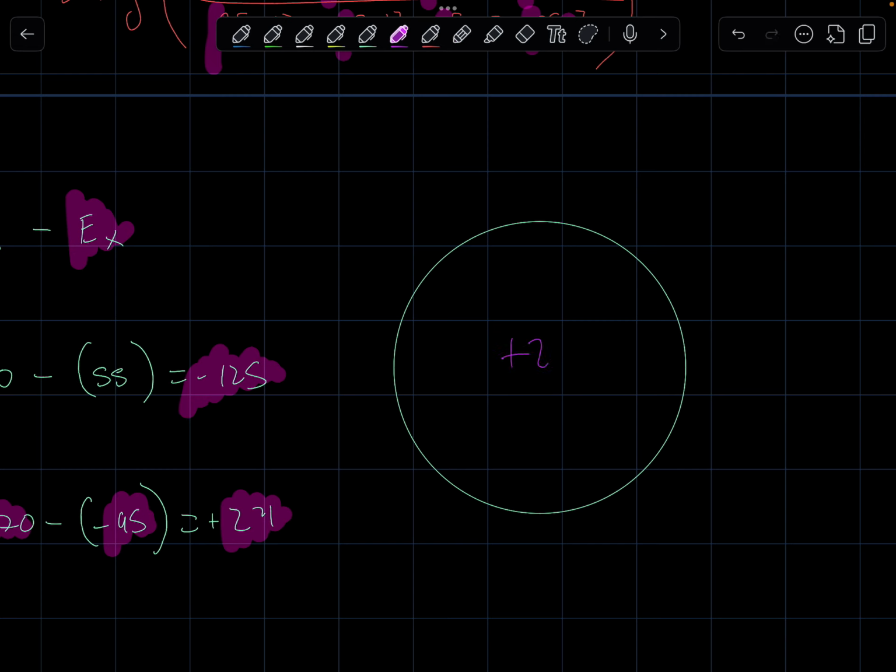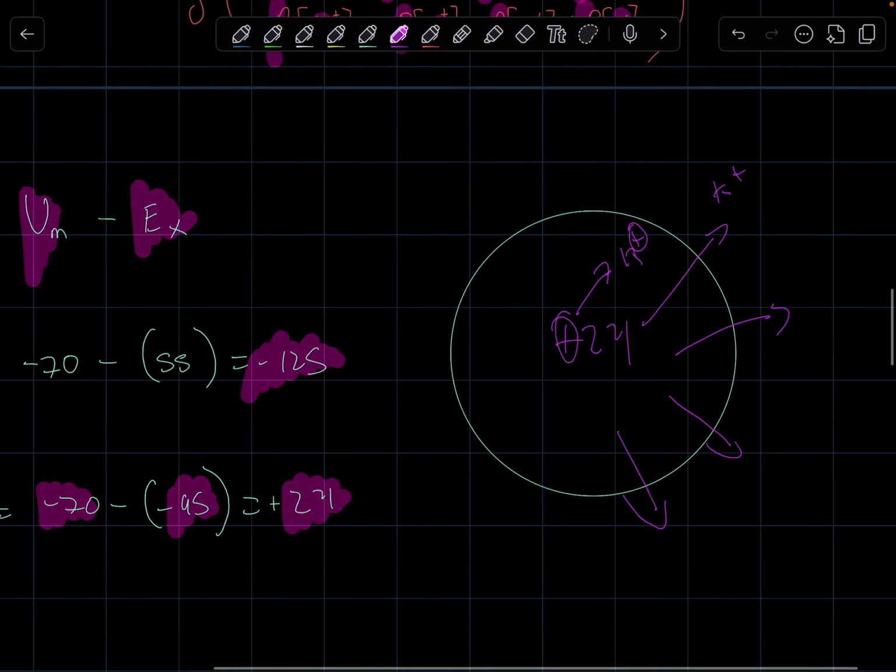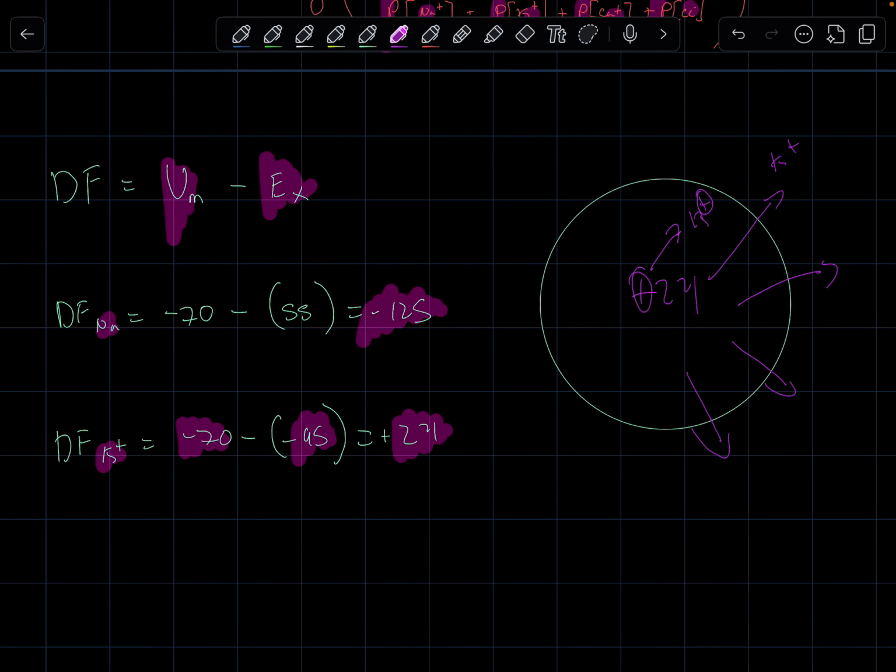Now, if we look at potassium, it's about 24. Potassium is positively charged also. These two positives are going to repel each other and push potassium outside of the cell. And we can see that the driving force for sodium is a lot stronger than for potassium. It helps us understand how the charge of that cell will change, and essentially helps us determine action potential further down the road. And that is it for this video. We will talk more about synapses and action potentials in the following videos.